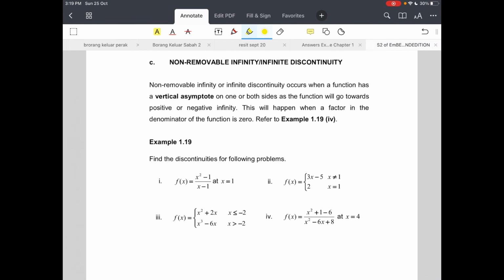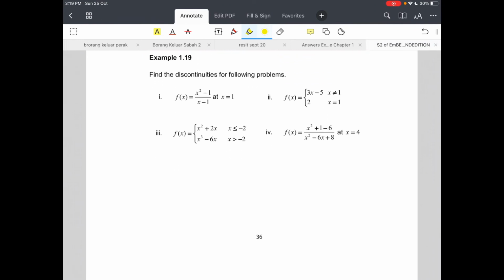And the final one is non-removable, infinity or infinite discontinuity. This happens when we have a vertical asymptote on one or both sides, as the function goes towards positive or negative infinity. So this happens when we obtain positive or negative infinity as the answer. We are going to refer to the last example here.